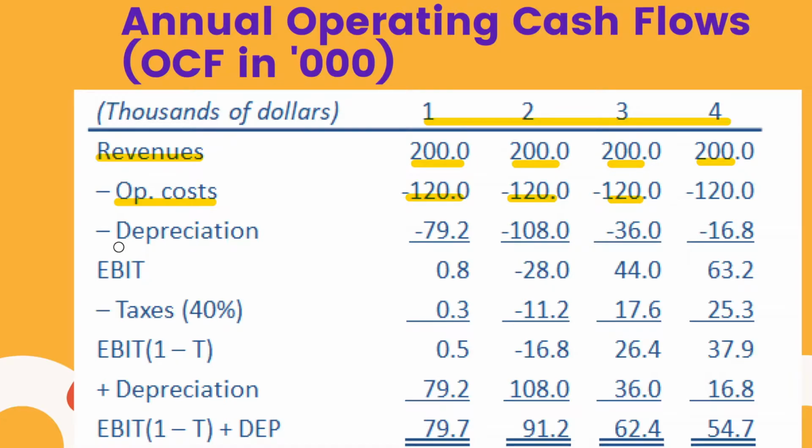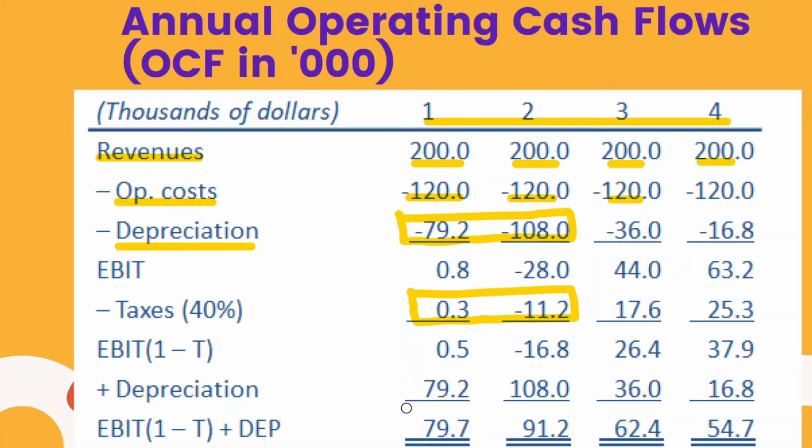The numbers that are different every year are depreciation expenses. Because we did not use a straight line depreciation, we use a modified accelerated cost recovery system. The depreciation expenses are according to what we have calculated. Note that this system allows the company to depreciate more in the early years. The company will pay less taxes during the first 2 years.